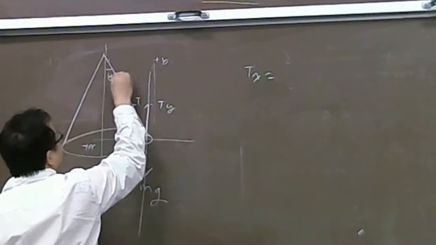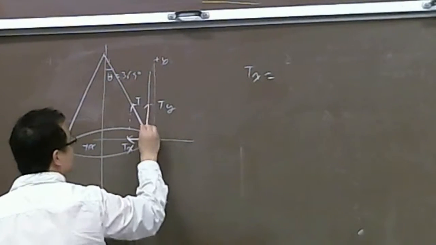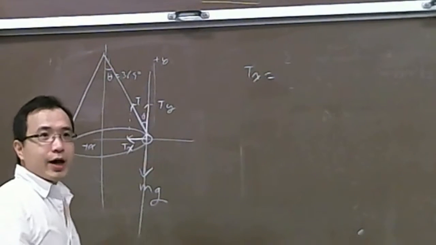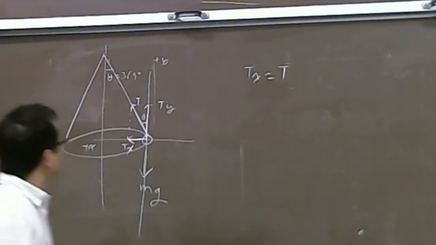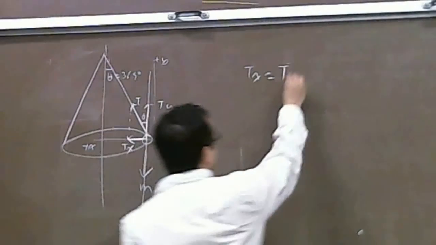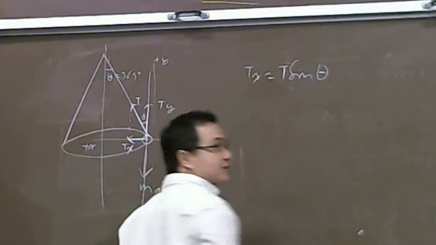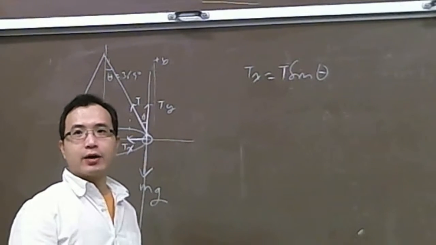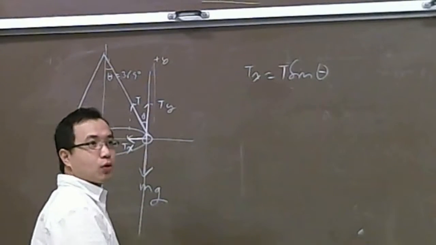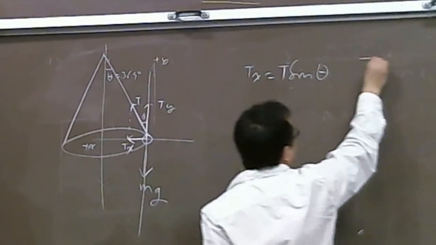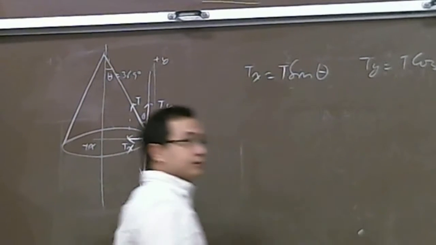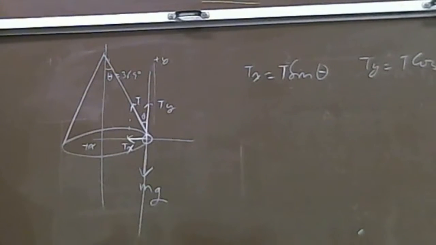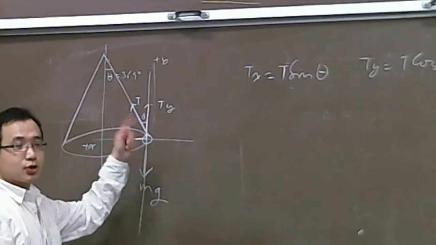Theta equals 36.9 degrees. So this is also theta. So Tx should be T multiplied by sine or cosine? Sine. Make sure you know how to find out if it's sine or cosine. If it's opposite to the angle, it's sine. If it's adjacent to the angle, it's cosine, so Ty equals T multiplied by cosine theta. Of course, if you are talking about a different angle, you will get a different expression. We're talking about this angle theta, 36.9.